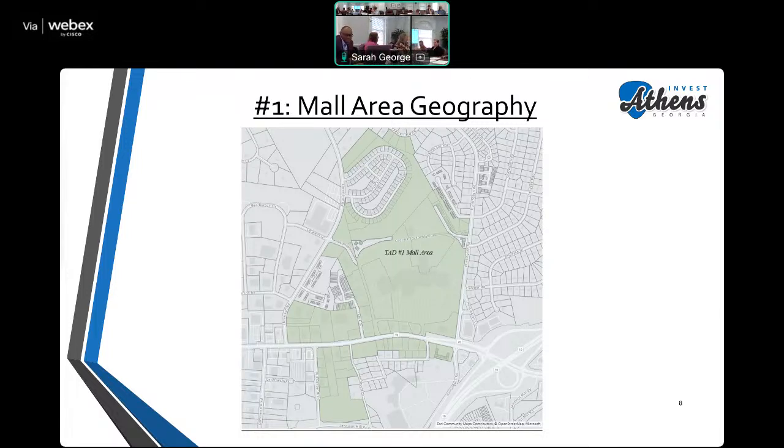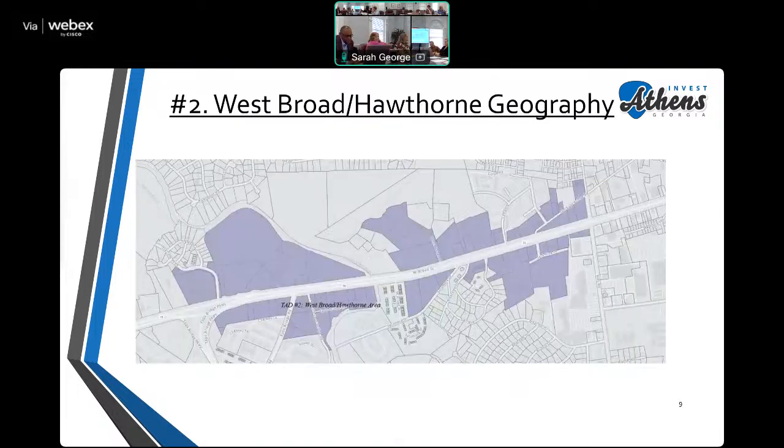And that was actually just under 1%. That was 0.81% of our tax digest when it was calculated. We can go ahead and move on. West Broad Hawthorne. So I mentioned earlier, there's going to be a split right in the middle, and that is one of those easements, Athens-Clarke County property on the north side of West Broad, and the south side is, so that explains that break in there. 92 parcels, 172.2 acres. And based on those earlier tax totals, that was 0.97%.